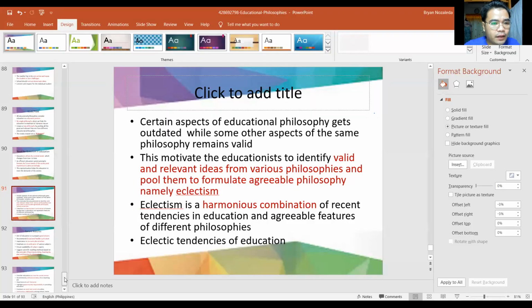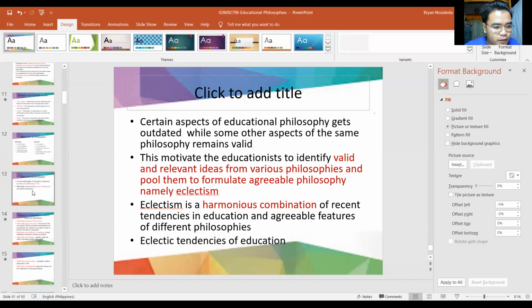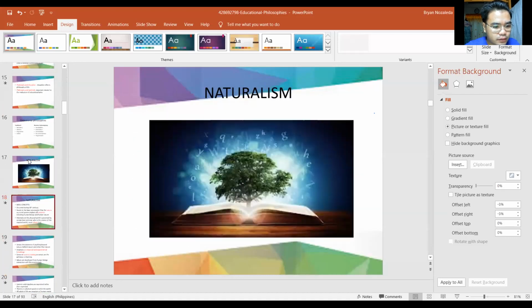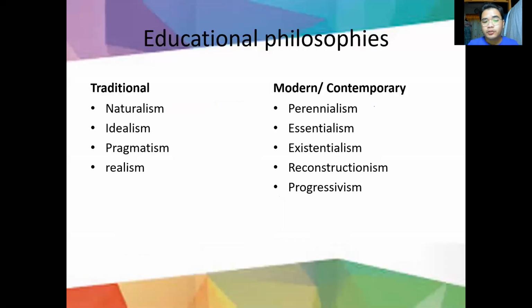All right. Now, let's go back to the types of philosophy. Okay, as I have mentioned, naturalism, idealism, pragmatism, and realism are the traditional philosophies. Now, itong modern contemporary, meron tayong lima: perennialism, essentialism, existentialism, reconstructionism, and progressivism.